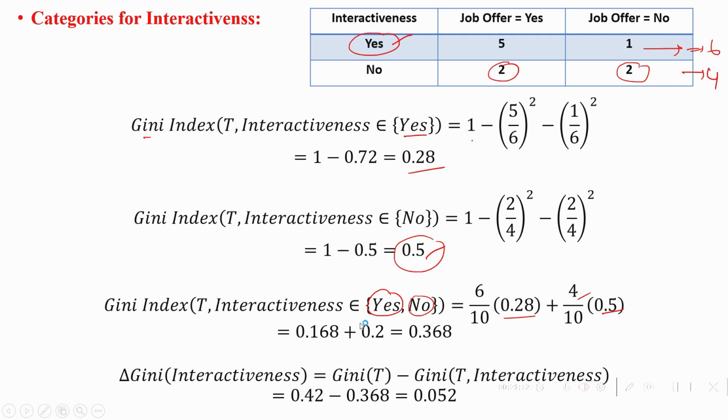0.368. Now the delta Gini for interactiveness is equal to the Gini index of the target variable minus the Gini index of the target variable with respect to interactiveness, that is, the Gini index of the target variable 0.42 minus the Gini interactiveness 0.368, that is equal to 0.052. So we have found the corresponding delta Gini with respect to interactiveness.